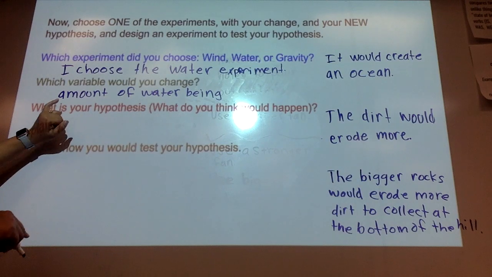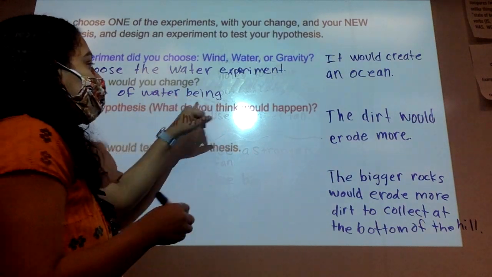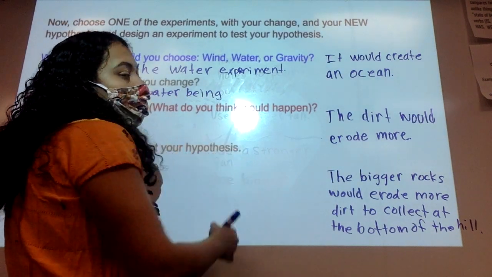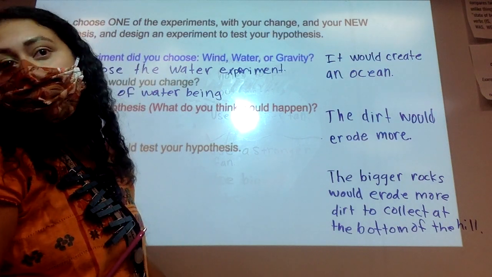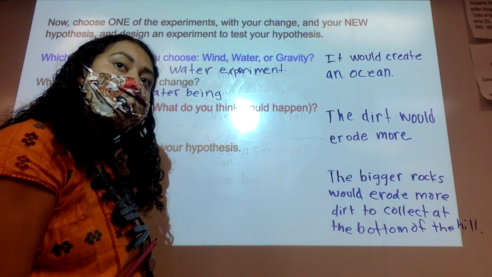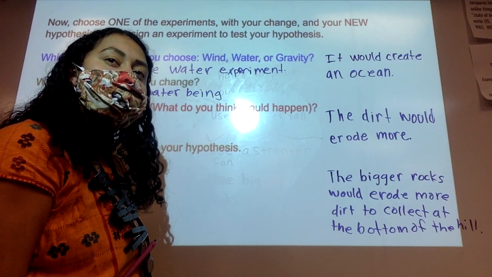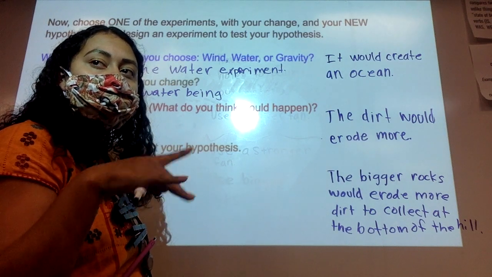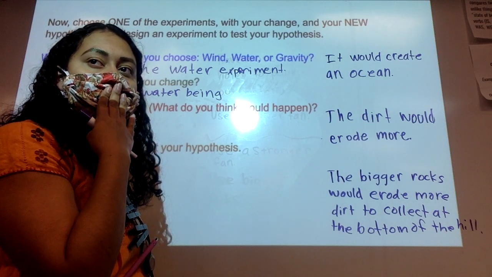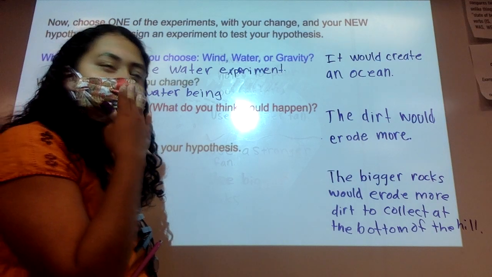What variable would you change? Amount of water being. I can't remember what word I'm looking for. Being used. Not the amount of water being used, the amount of water being distributed?